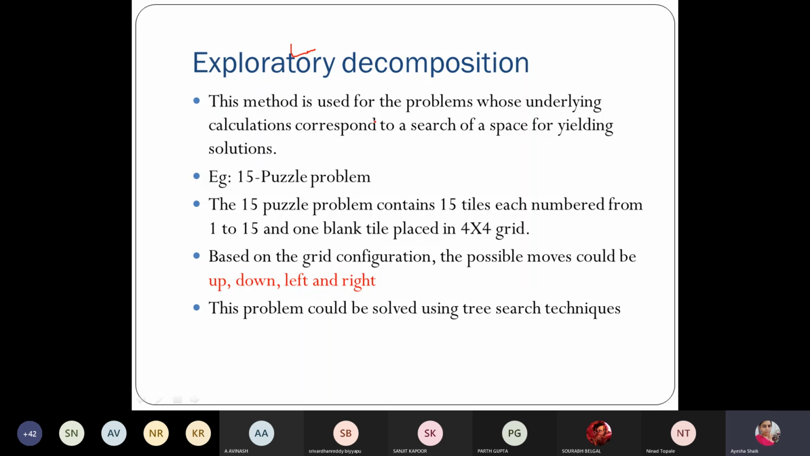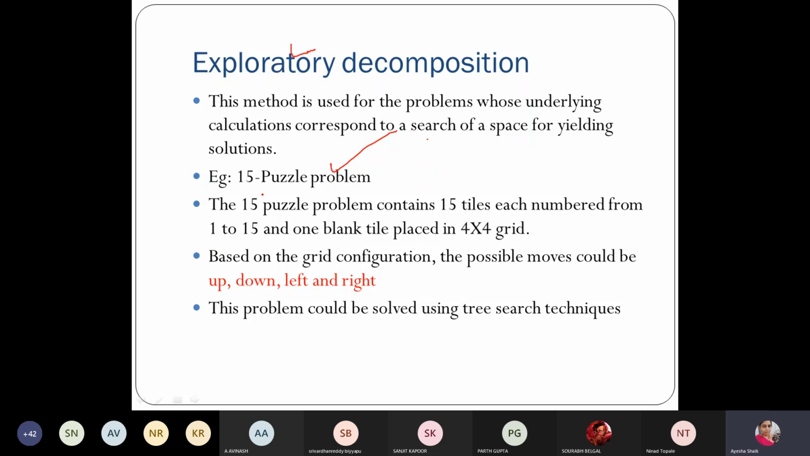It is useful for problems where there is a search space and we need to find the solution. In such kinds of problems, we will use the exploratory decomposition technique. One example we can take for this decomposition is the 15 puzzle problem.